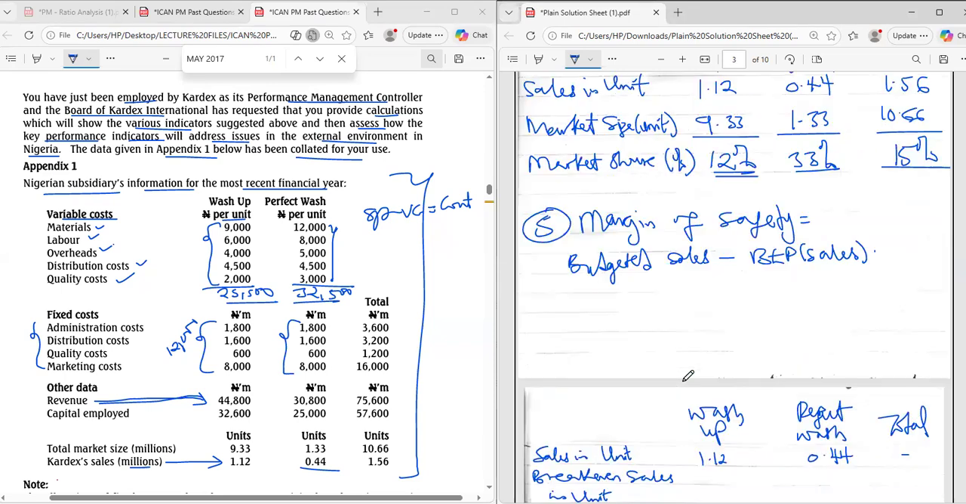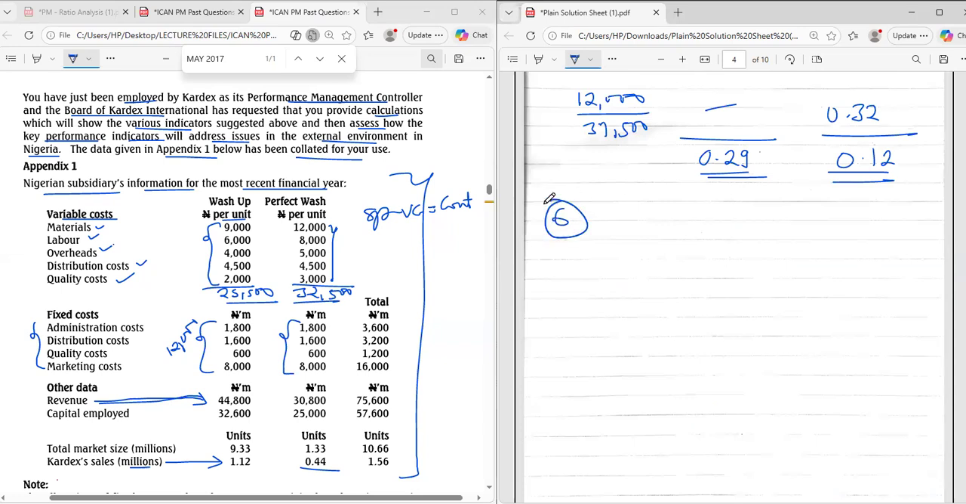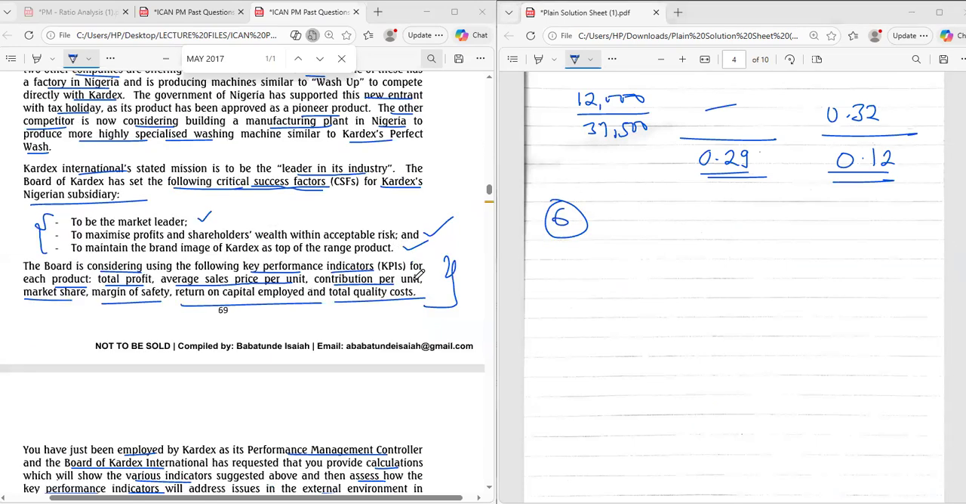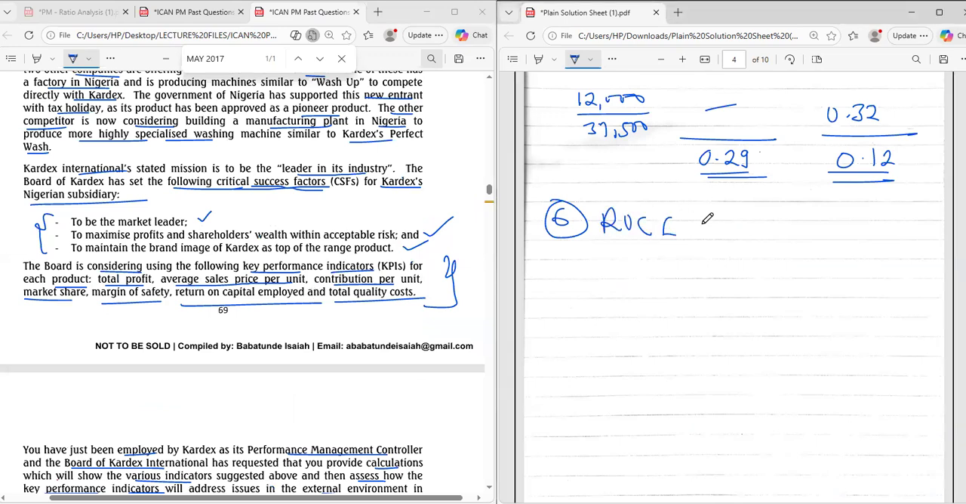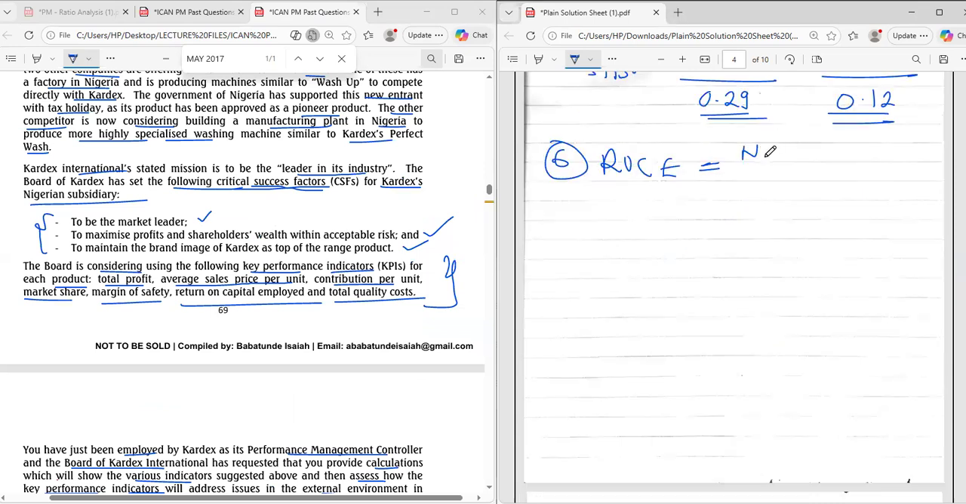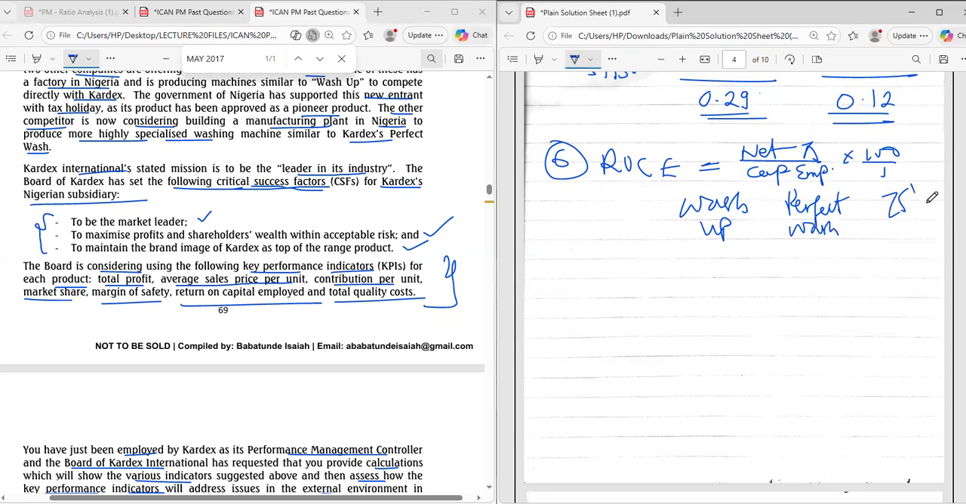Okay, this is number 5. Is that number 6? Number 6, yes. Return on capital employed. Formula, please. Net profit over capital employed. So let's do it for both. Workshop, perfect wash, and the total if you want.